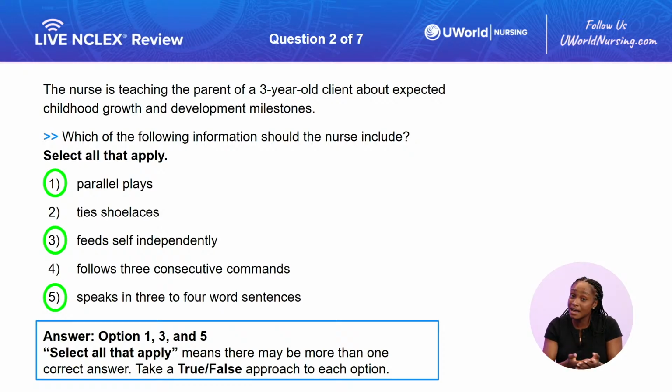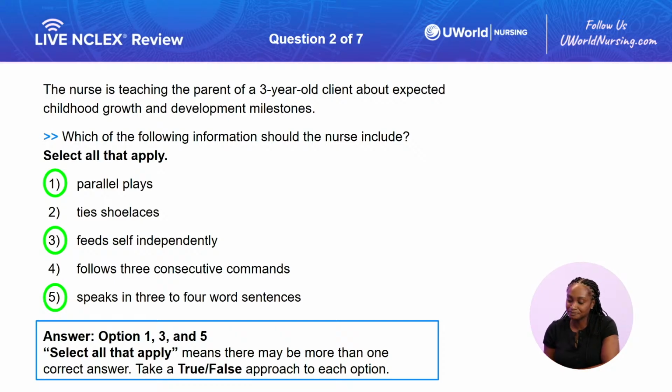So we would not expect a 3-year-old child to be able to tie shoelaces. It requires a lot more hand-eye coordination, the pincer grasp, and a lot of dynamics. So tying shoelaces is not expected for a 3-year-old client. And then option 4, follows 3 consecutive commands. Again, a 3-year-old is not usually expected to follow more than 1 command at a time. They forget multiple things. I think even adults can't follow 3 consecutive commands at a time. So expecting a 3-year-old child to do so might be a little astronomical. So it's not expected for a 3-year-old child.